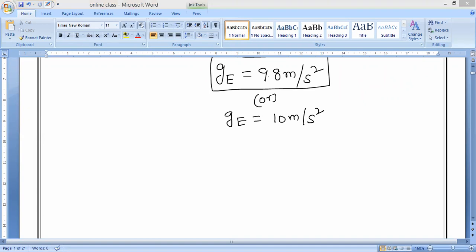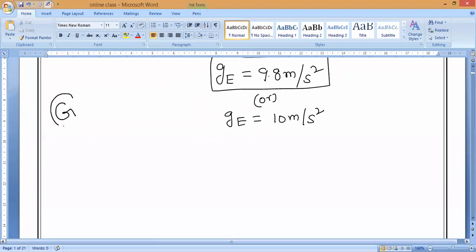Unlike the universal gravitational constant, if we take capital G, what is it? Capital G is called the universal gravitational constant. What should we call it?